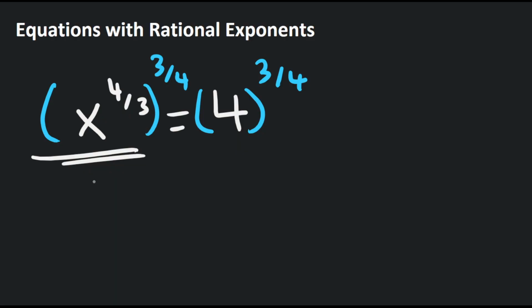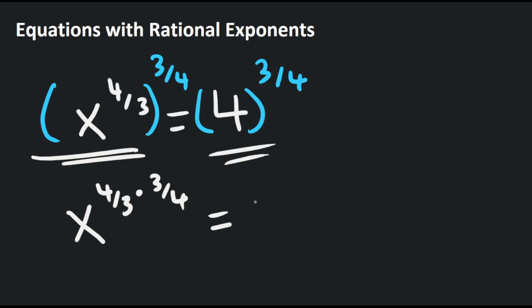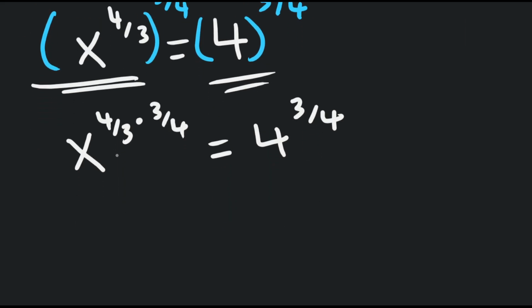What does that do? According to the power rule for exponents, if you've seen that video, this means x to the power of 4 over 3 times 3 over 4. So you're multiplying the inside and outside exponents together, and that's what the power rule says. So you have that on the left side equals, and then this piece is simply 4 to the power of 3 over 4.